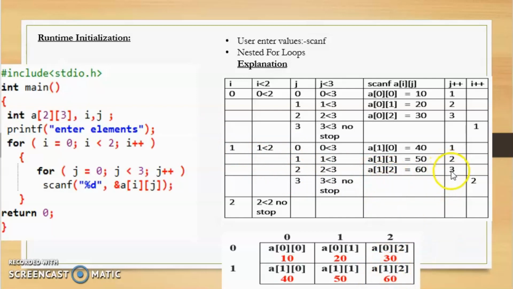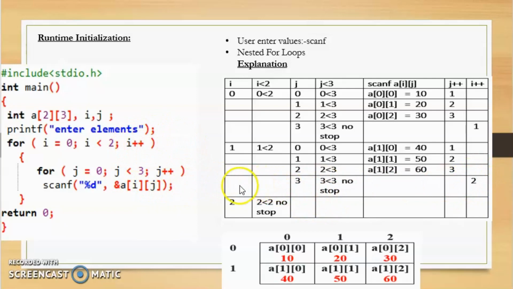Then again j value will be incremented, so j value will become 3. After incrementing, it will check for the inner loop condition. Is 3 less than 3? No, so the condition is not satisfied, and this inner loop terminates. After the inner loop terminates, it will increment the outer for loop, so this i value will get incremented.